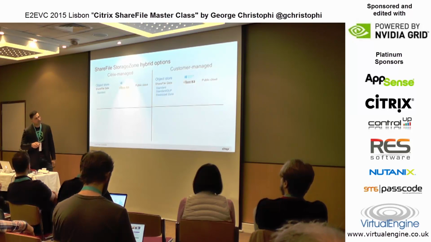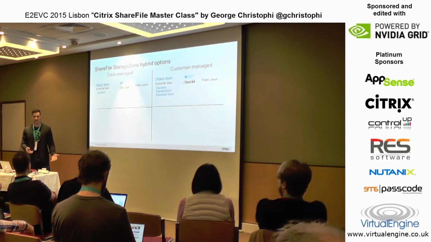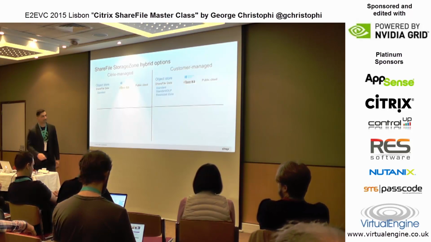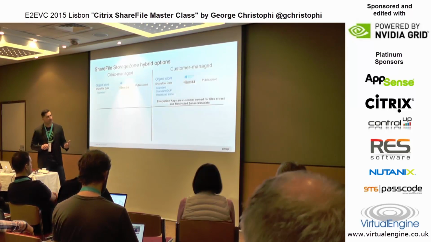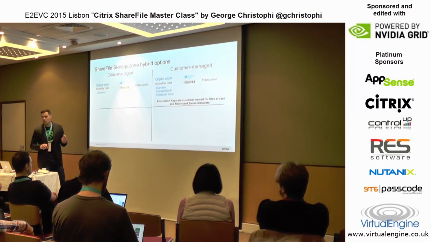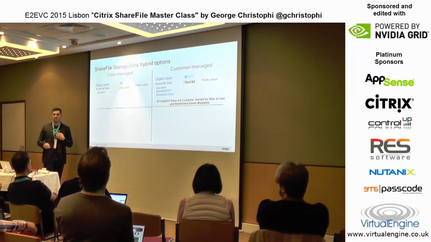Recently we integrated with the S3 connector, so you can use blob object-based storage. If you've got NetApp, Atmos, or whatever, you can integrate. What's good about this is if you start using encryption, files at rest, or any metadata encryption, the keys are always on the storage zone on premise. We don't have access to them as Citrix. So if you decide to delete all your keys, that's it.